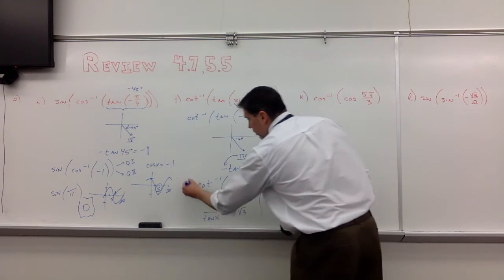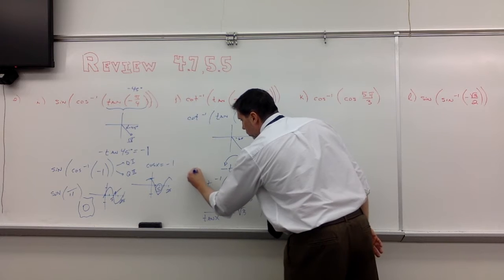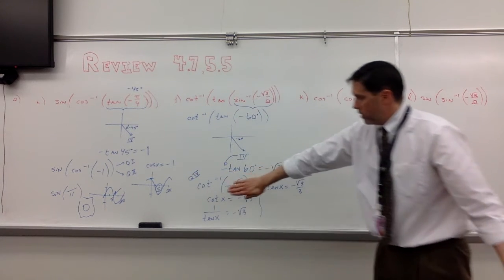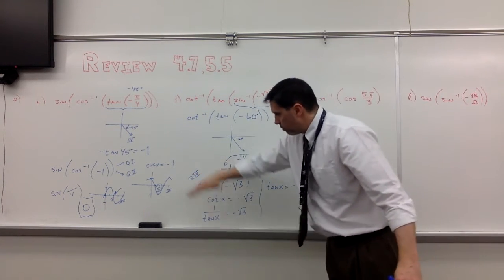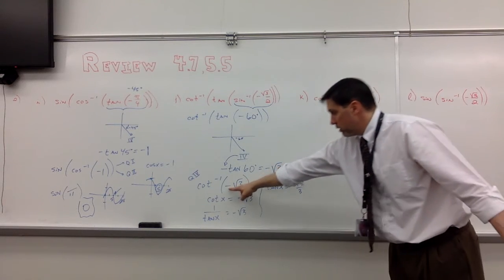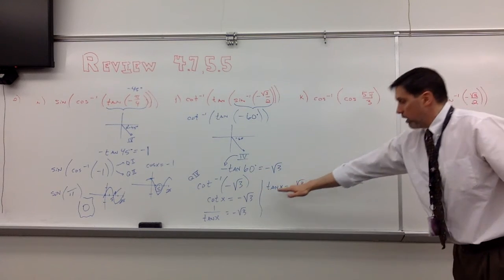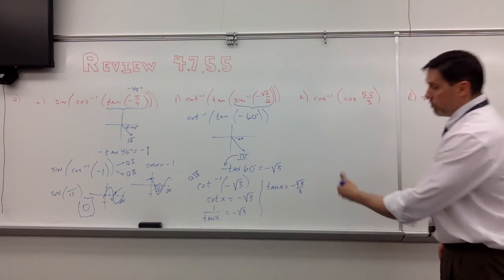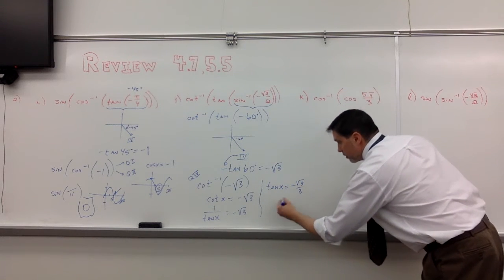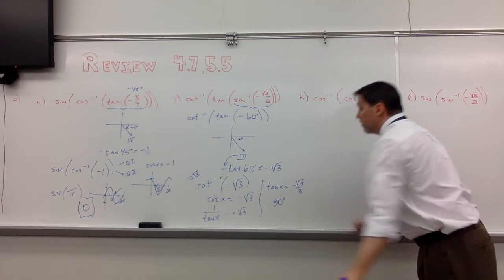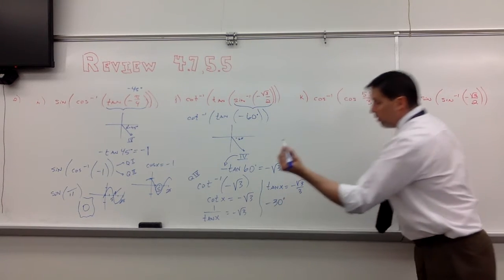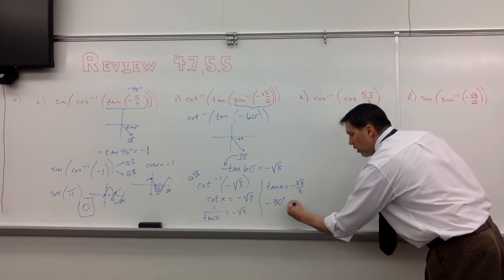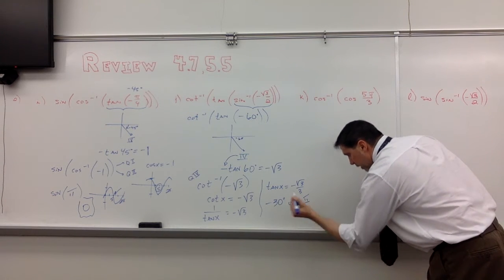We have to go with Q4. Cotangent and tangent inverse both operate in Q4 when the value is negative. All right, so we have to think about quadrant 4. Get rid of the negative. We'd be looking at 30 degrees. With the negative, go to quadrant 4, it's negative 30 or negative pi over 6.